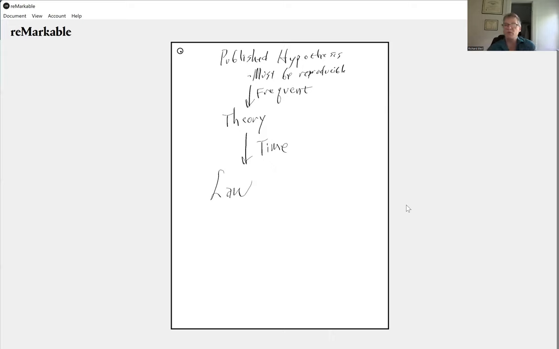Even laws can be proven wrong. This is something that a lot of people don't really understand. Even laws have a built-in possibility of being disproven. People retest laws all the time. So this is where we started talking yesterday about how there's no truth in science. There's observations. And there's the models that best fit those observations.